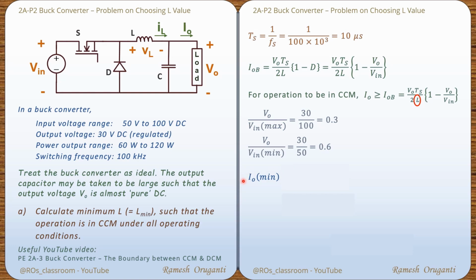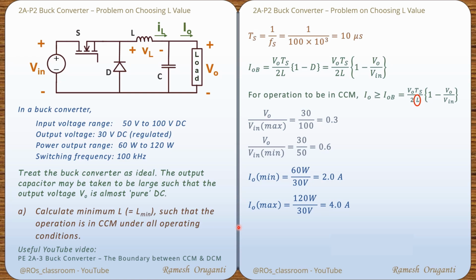The output current minimum will be minimum output power divided by 30 volts, that is 60 watts divided by 30 volts, that is 2 amperes. Likewise, I0 maximum will be 120 watts by 30 volts, which will be 4 amperes. So the V0 by Vin ratio varies between 0.3 to 0.6. I0 goes from 2 to 4. This is the designed range of the converter. The converter has to work in CCM under this range of operation.